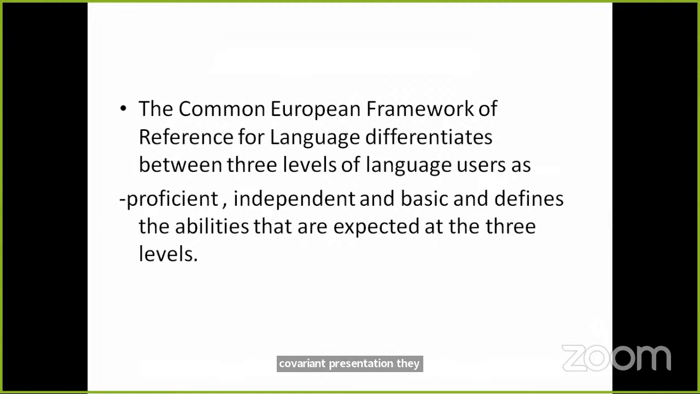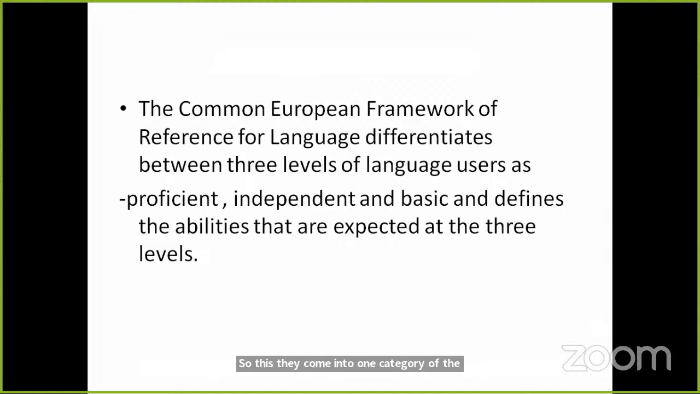Express himself or herself spontaneously, very fluently and very precisely. This is what is expected from the proficient speakers of the language. So they come into one category of the users of the language.